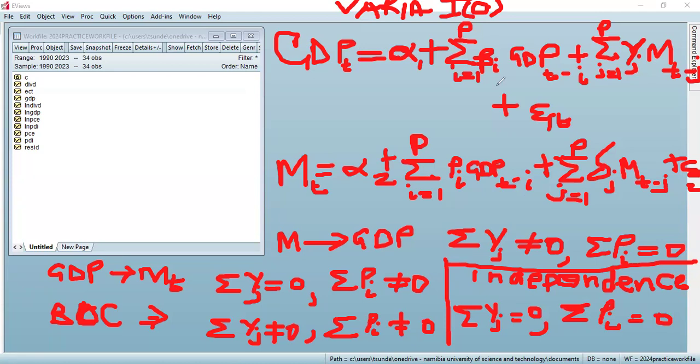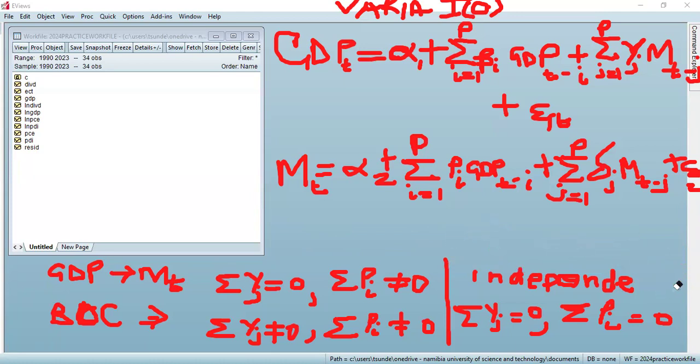And after discussing this, we then went on to specify the hypothesis of Granger causality. For example, if we want to test whether money supply Granger causes GDP, or to test whether GDP Granger causes money supply, we specified the hypothesis that we use in order to do those Granger causality tests.